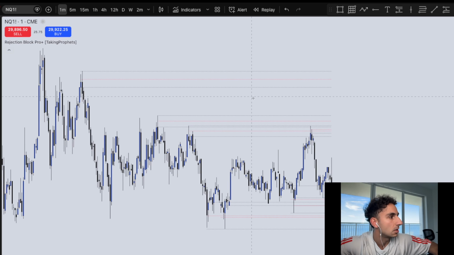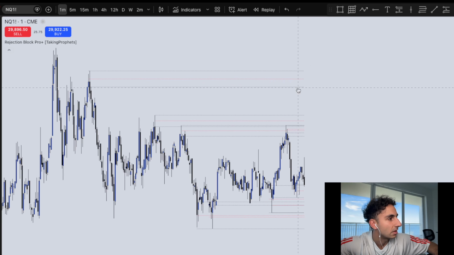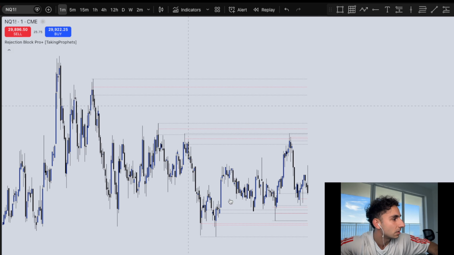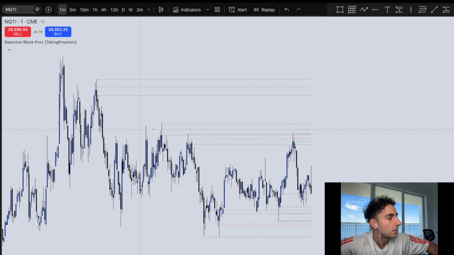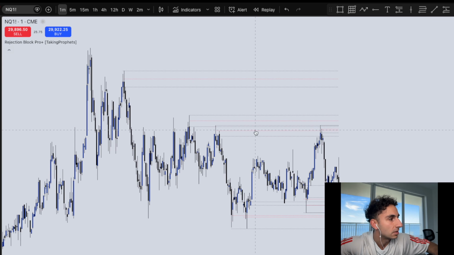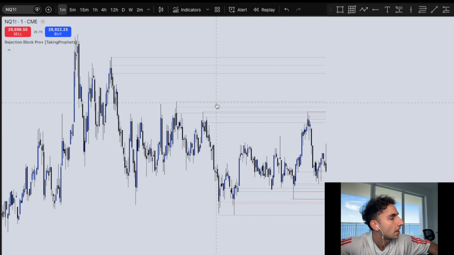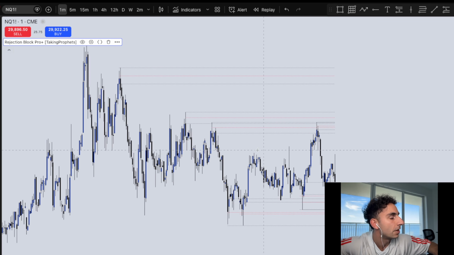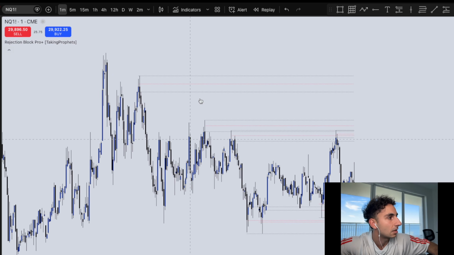This still does look a little messy, there's a lot of stuff going on, but in my opinion, honestly, this is all relevant information. And the reason why there's so many rejection blocks right now, this is a good segue into when to use rejection blocks. We are in this very consolidated price action. I'm recording this video on the bank holiday, so obviously there's not a lot of movement, but this goes to show rejection blocks form and are very effective in this kind of consolidation price action.